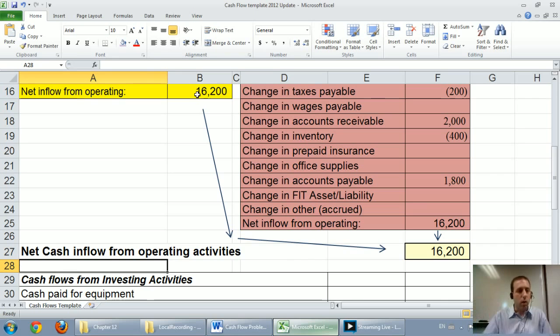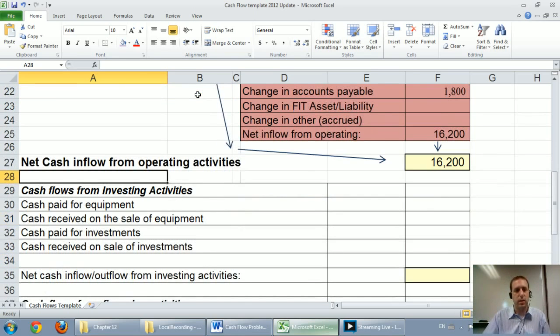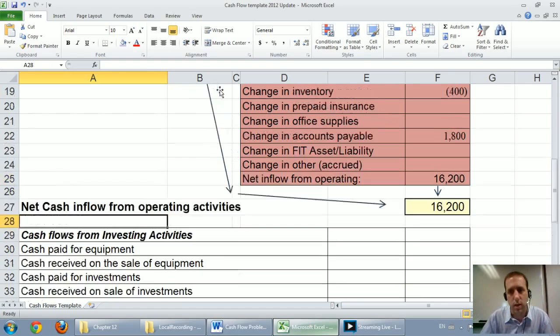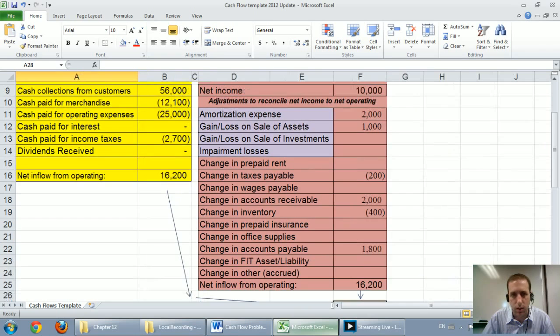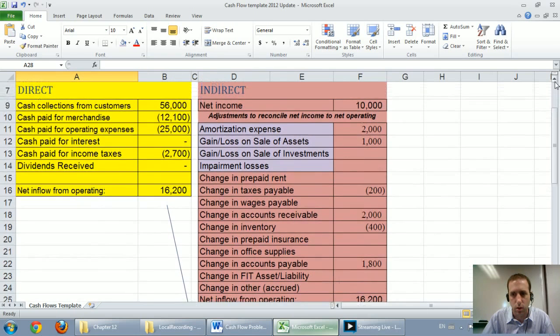Now, from here on, the investing and the financing section are the same, no matter which method you choose. And again, you're just going to choose one or the other. Let me just zoom back out a little bit further and give us a bit of a bird's eye view on the direct and indirect methods.